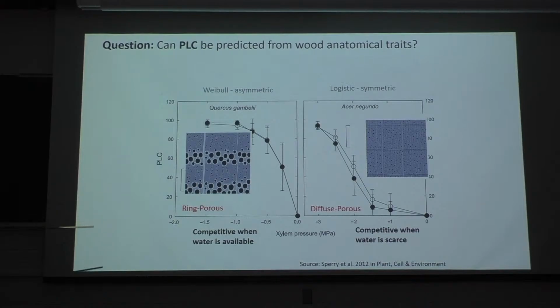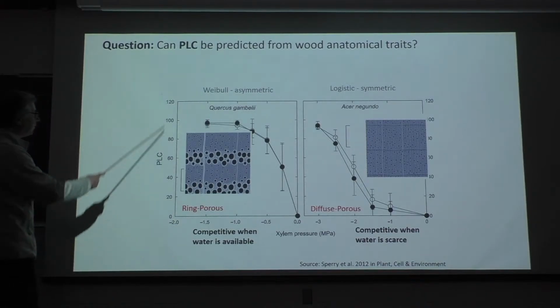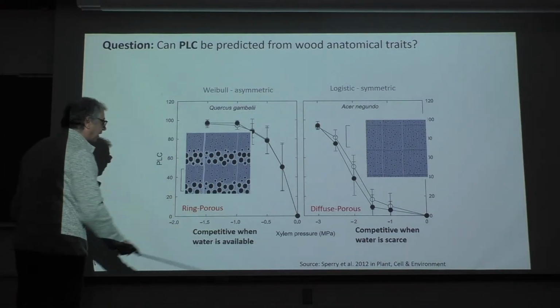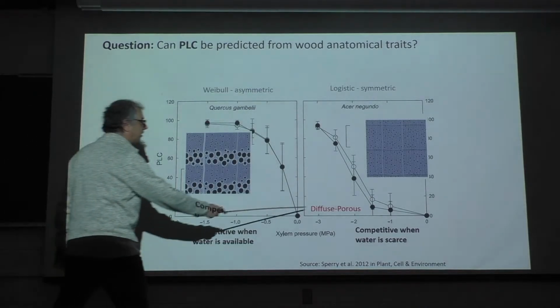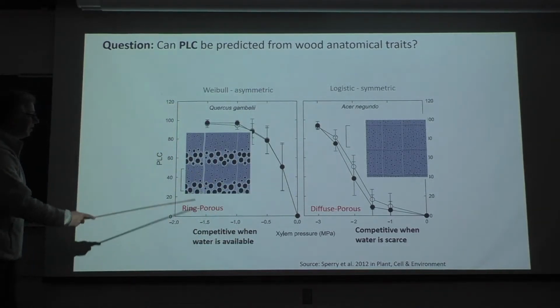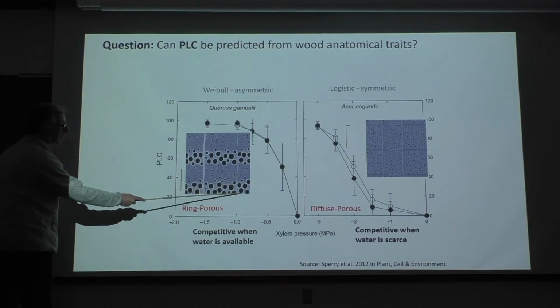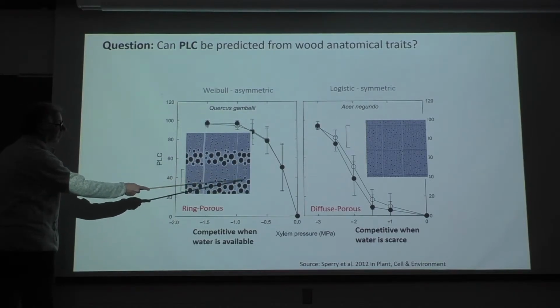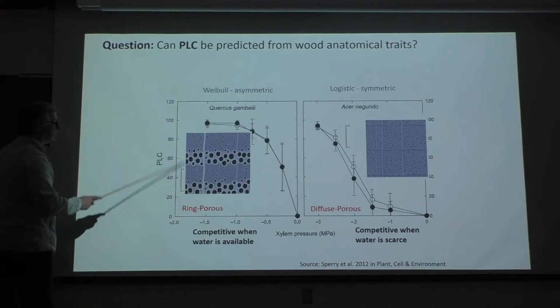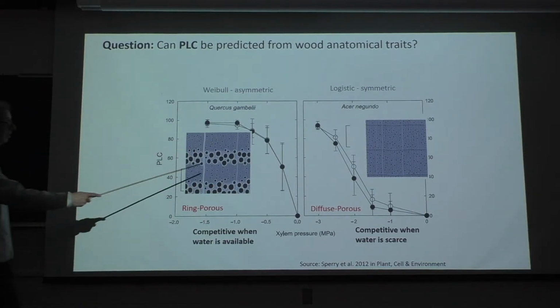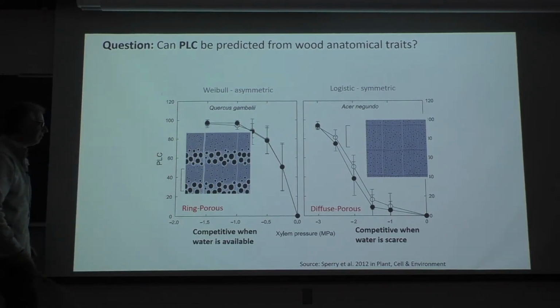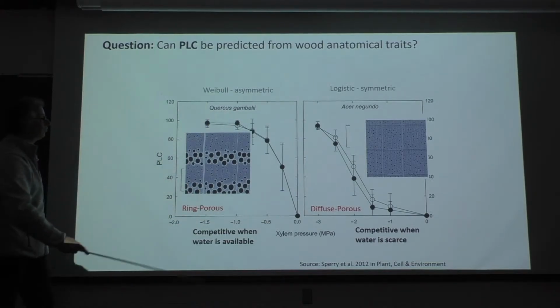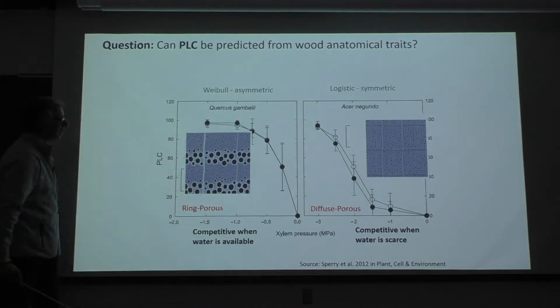But first, just the connection between the two. This is the percent loss in conductivity as a function of xylem pressure for ring porous and diffuse porous species. Ring porous, you could see the rings at the beginning of the growing season. As the growing season progresses, you see the pores are getting smaller. This is the wood anatomy of it, if you will. Next year repeats itself. If you look at the vulnerability curve, it looks pretty much like an asymmetric Weibull-shaped curve.